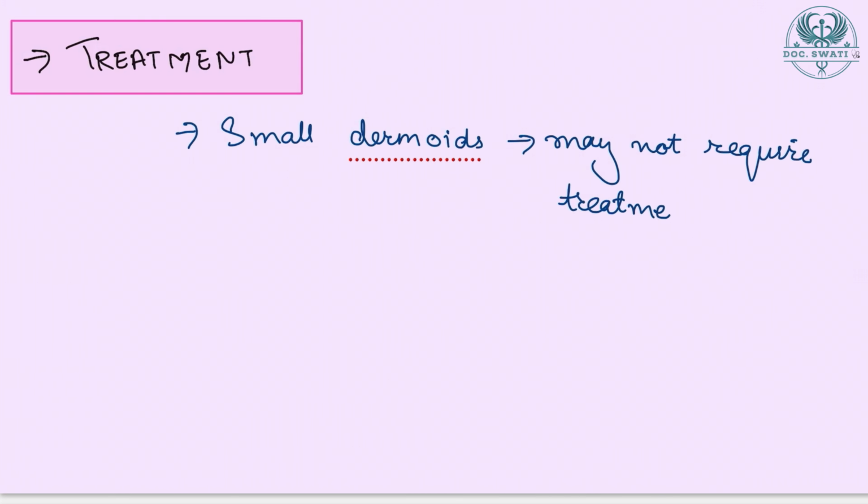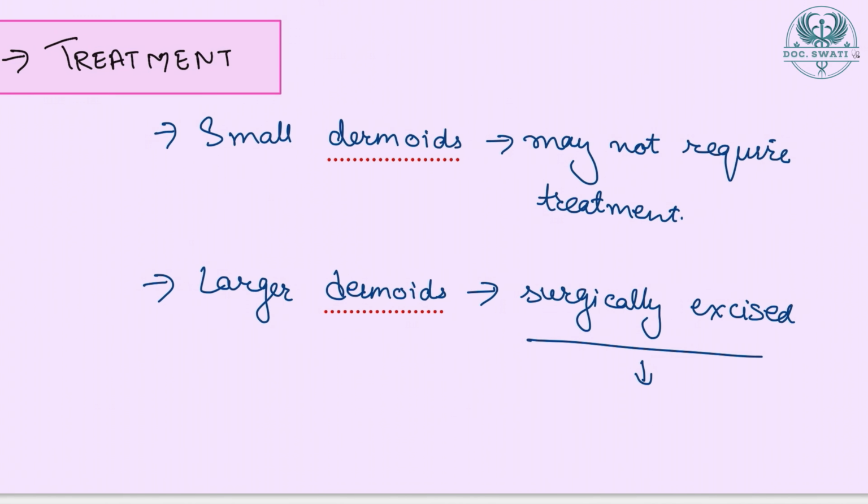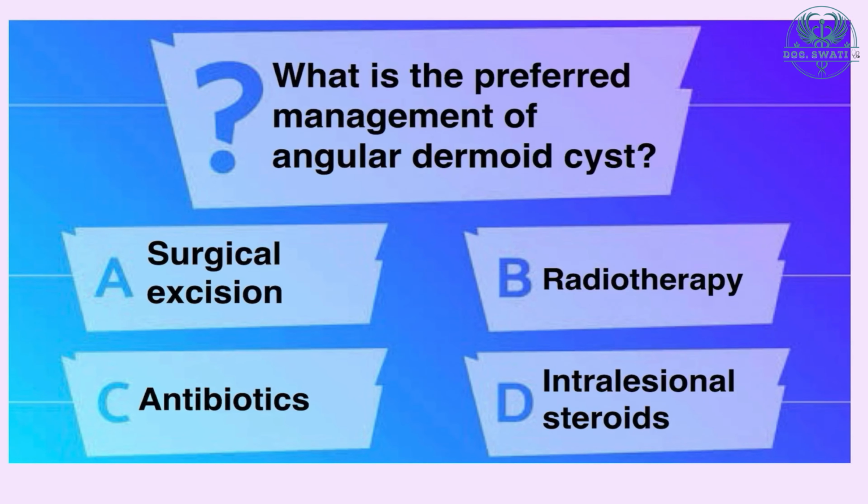The treatment of dermoid cyst depends on the size. Small dermoids may not require treatment, whereas larger dermoids may be surgically excised if they are causing symptoms or affecting vision. So let's move ahead and discuss our next question. What is the preferred management of angular dermoid cyst? Option A, surgical excision. Option B, radiotherapy. Option C, antibiotics. Or option D, intralesional steroids.